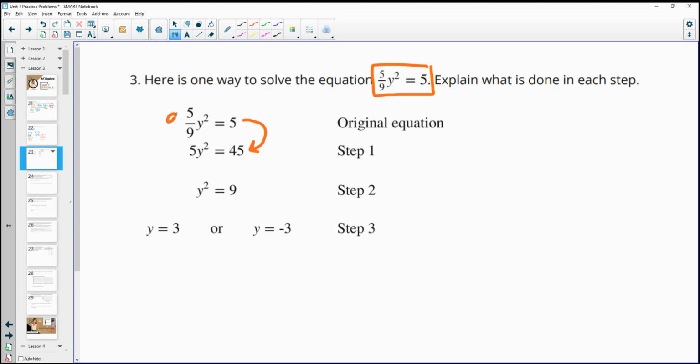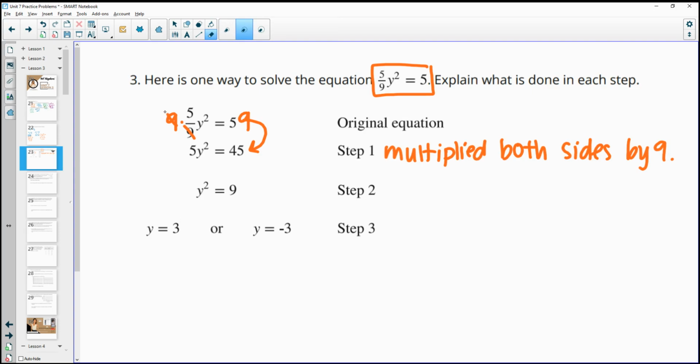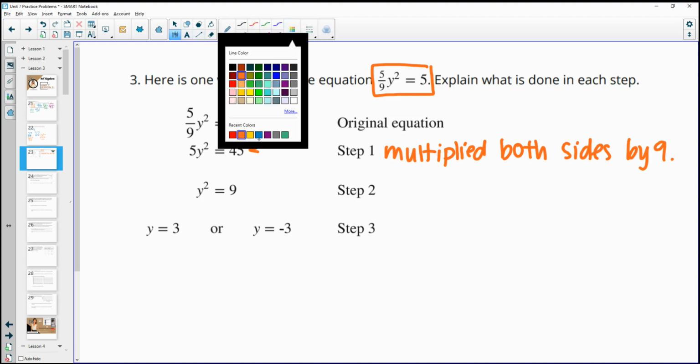So what they did here was multiply 9 to both sides, because then we would have these 9s cancel out, and then 5 times 9 is 45. So in step 1, they just multiplied both sides by 9. So then again, that canceled out the 9 here to just have 5, and then 9 times 5 was that 45. So then what happens in step 2?